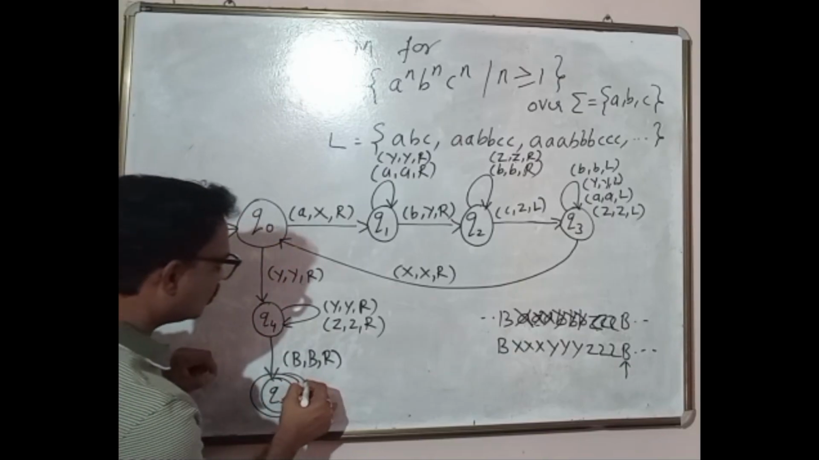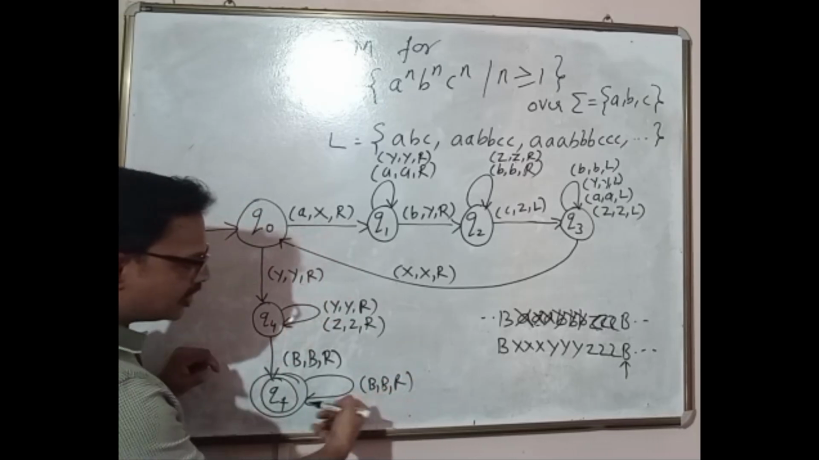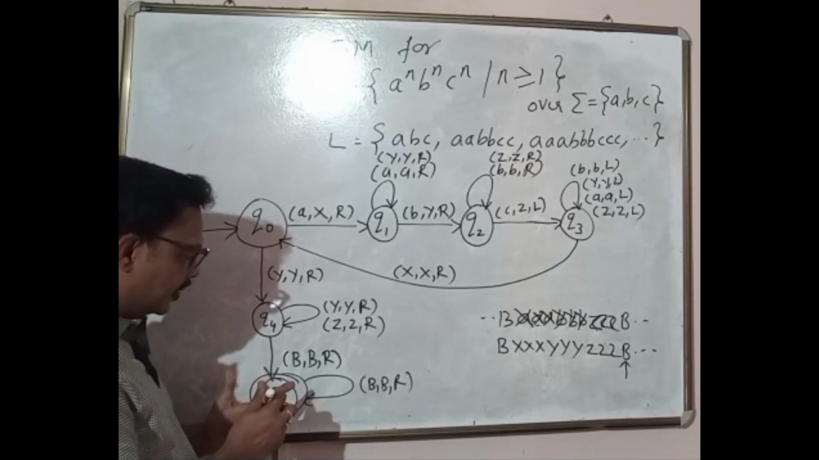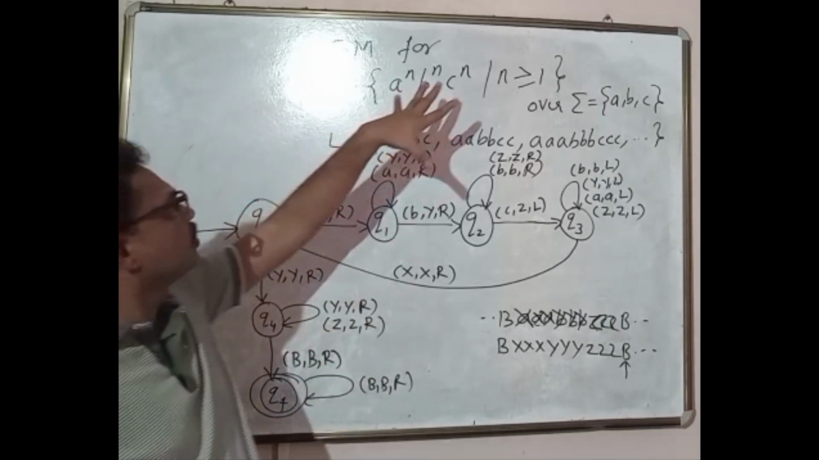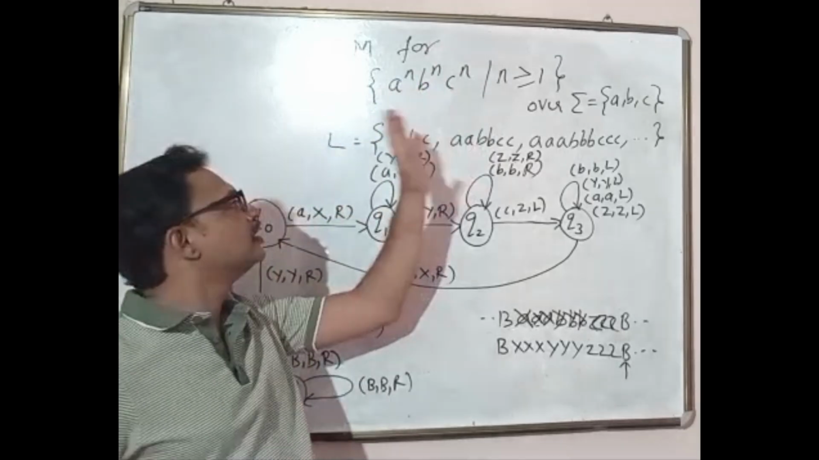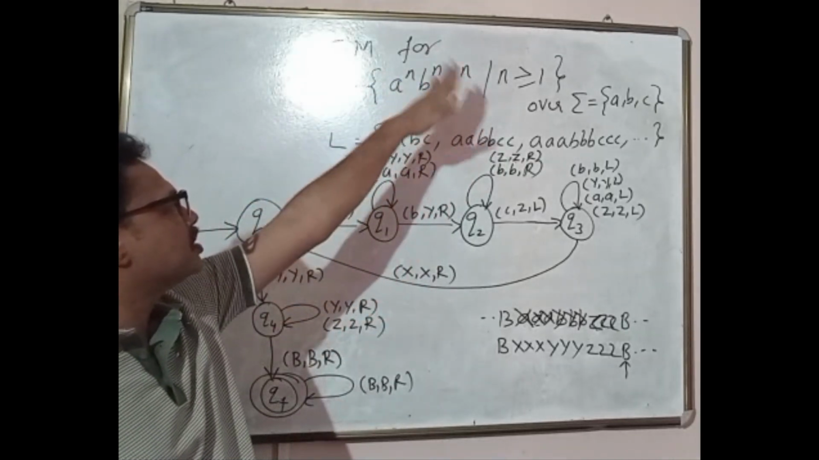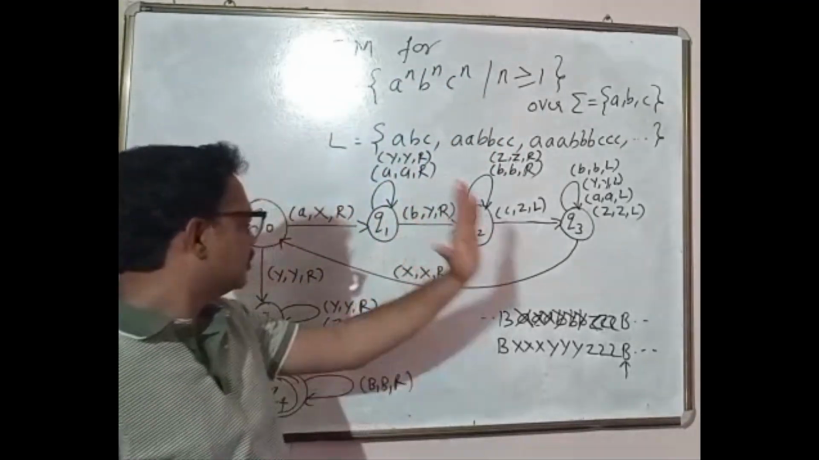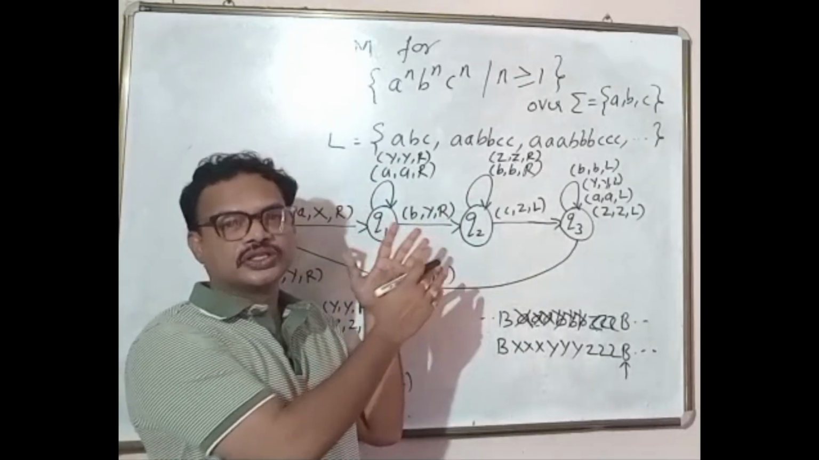And here also you can show B B if you want. This is not required, but you can show it if you want. Otherwise, you can skip this and put it as a final solution. So this is a solution for language set L, which defines a to the power n, b to the power n, c to the power n such that n greater than or equal to 1. I hope you understood.